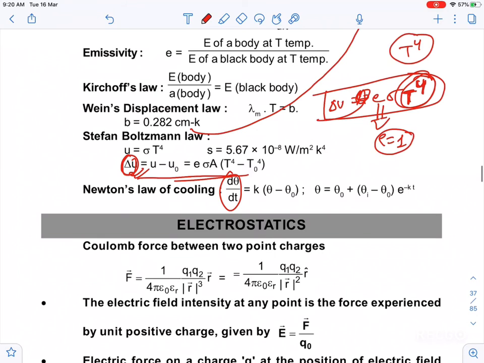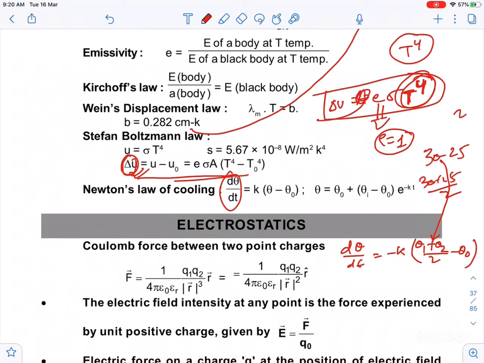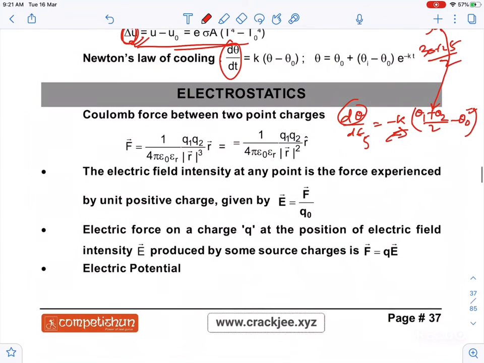Now Newton's law of cooling: d theta by dt is equal to minus K. I am writing this, guys, again in detail. d theta by dt is equal to minus K times the average temperature, (theta 1 plus theta 2) by 2, minus theta naught. If they give 30 to 25 in 5 seconds, then this theta you have to write as (30 plus 25) divided by 2, and the surrounding temperature is 20, so you write 20. Time is 5 seconds, so this is 5. So you can calculate this d theta, and this K you will calculate once and compare these things.